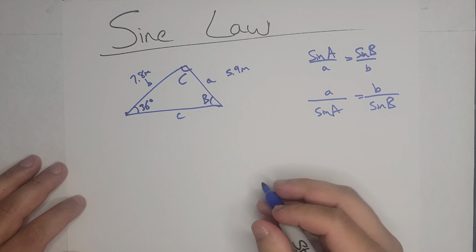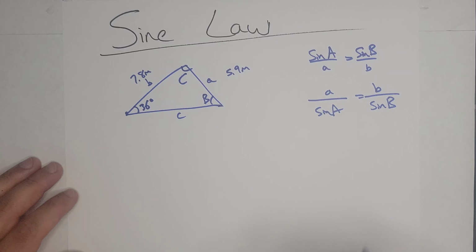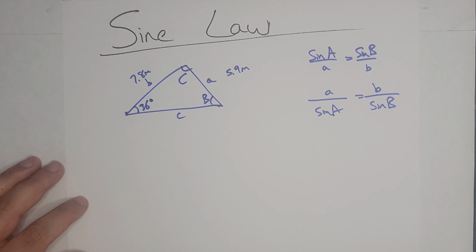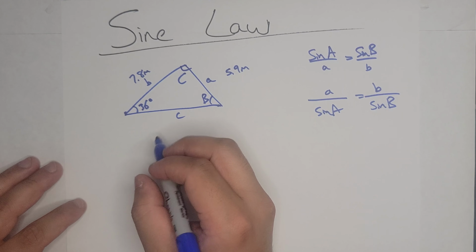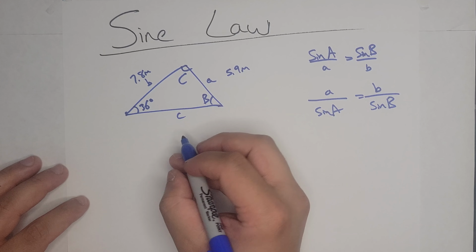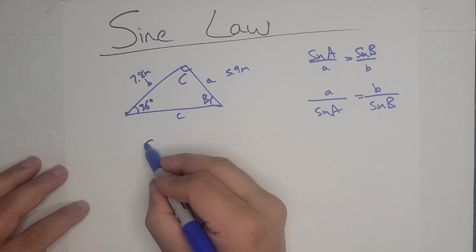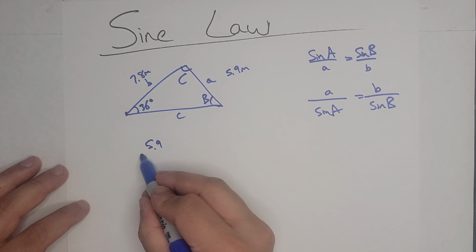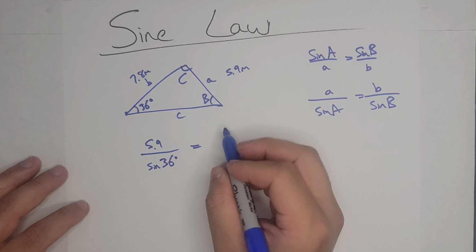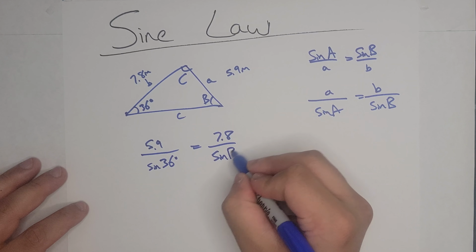So, let's start plugging in some numbers. Remember, this is a refresher, so you should know how to do this by now. If not, you can go back into previous or old videos, and I have it explained in those ones. So let's do 5.9, and over its opposite angle, sine 36 degrees is equal to 7.8 over sine B.